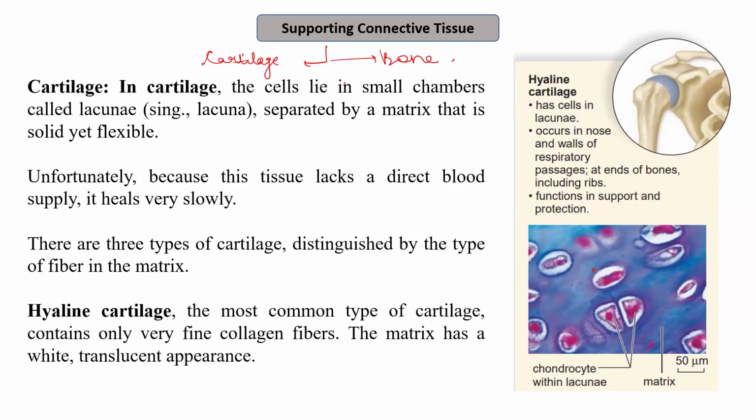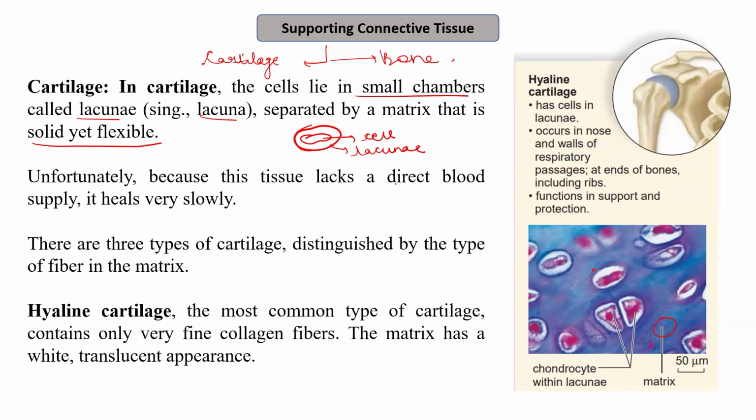In cartilage, the cells lie in small chambers called the lacunae. Each single lacuna is separated by a matrix that is solid yet flexible. You can see here the cells are separated in a space which is called the lacunae. So this is the cell, and it is the lacunae in which the cells are present. You can see in this figure also that in the matrix, there are certain cells which are embedded and are present inside the lacunae, which is the space.